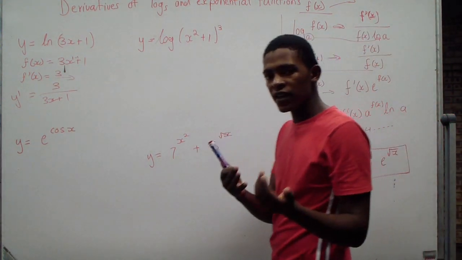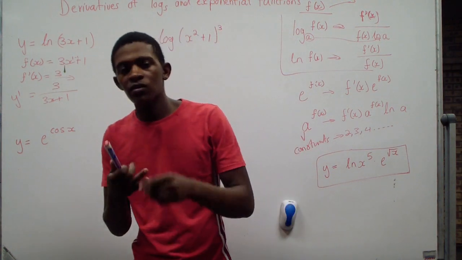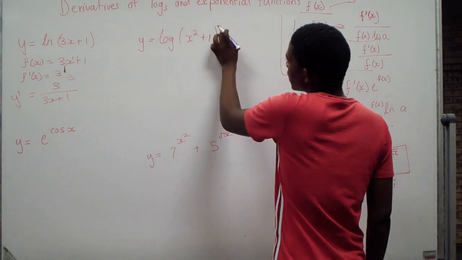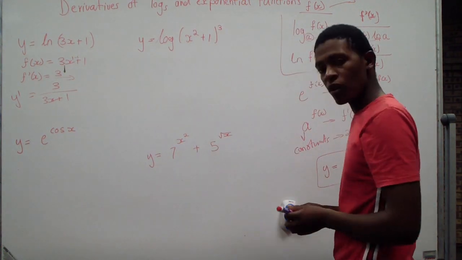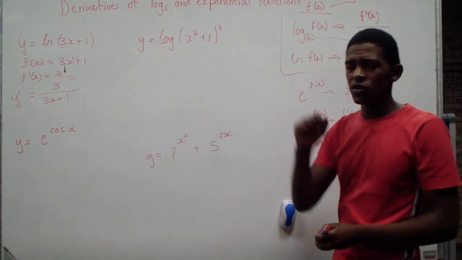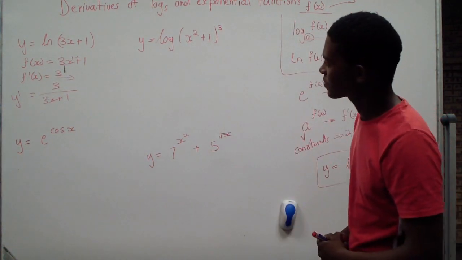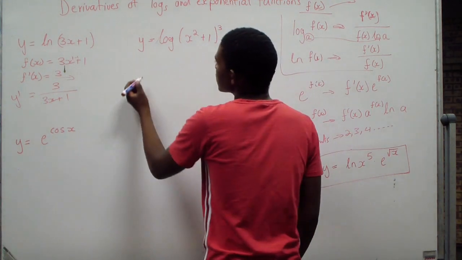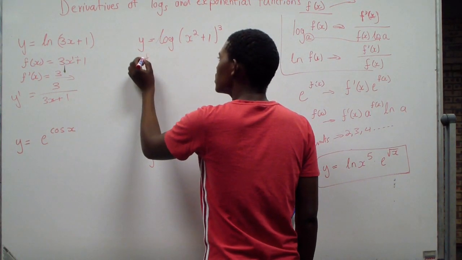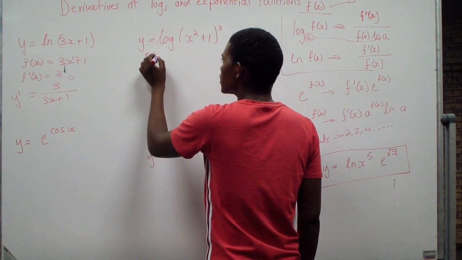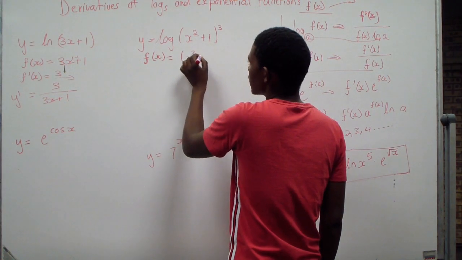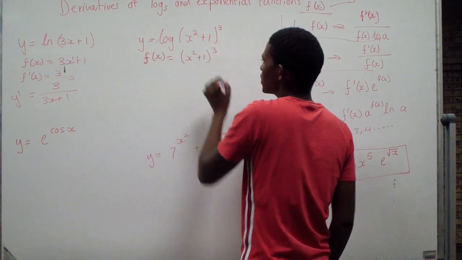Coming to log. Remember previously we did chain rule, product rule, and quotient rule. In this case, we have a power of 3. How are we going to solve this? It's simple. First, you identify your function. Your function is equal to x squared plus 1 to the power of 3.